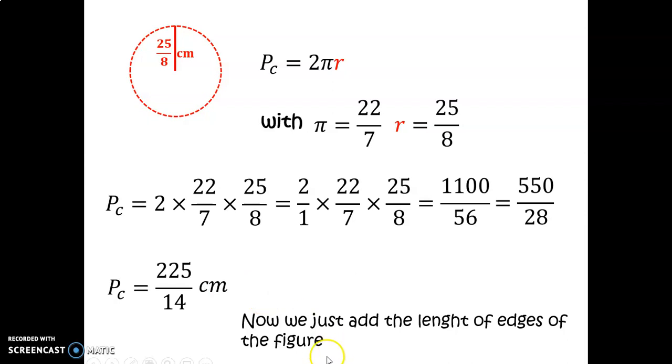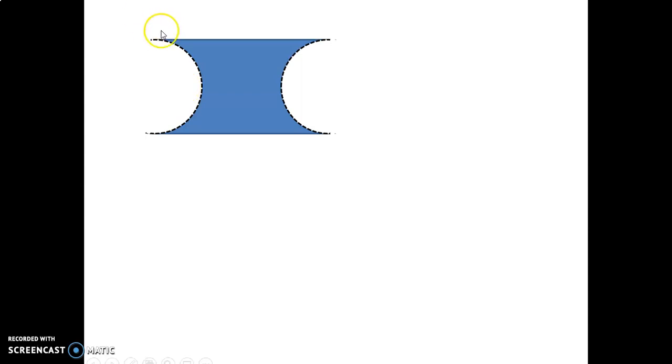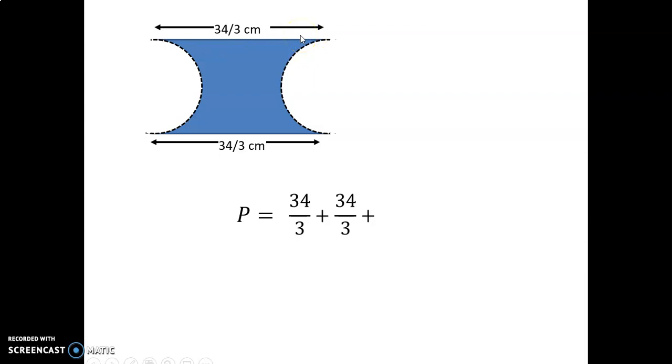Okay, now we just add the length of the edges of the figure. So what we're going to do next is to take into account that we didn't want to find just the perimeter of both halves of a circle that make the circle complete. We want to find the edges of all the figures. So this edge is 34/3. So my perimeter is going to be that edge plus this other edge that is in here that is also 34/3 plus this first half and plus this other half.